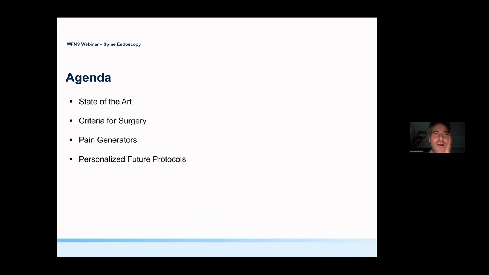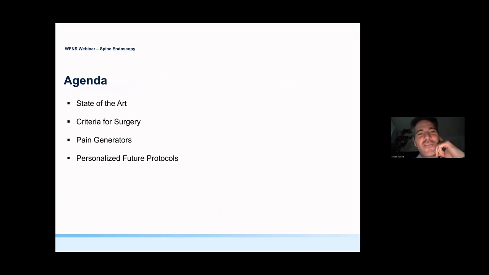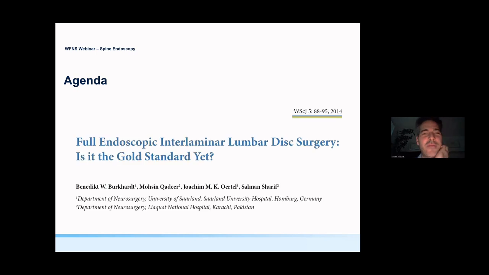And today in my talk, the agenda is that I want to shortly give an overview about state-of-the-art endoscopic spine surgery, because there are different techniques. What an endoscopic spine surgeon should have as criteria for the surgery, the pain generator as a concept that you should involve if your philosophy is endoscopic spine surgery, and what we should think about for the future, as has already been mentioned in the previous talks, how to treat patients, especially with the population becoming older.